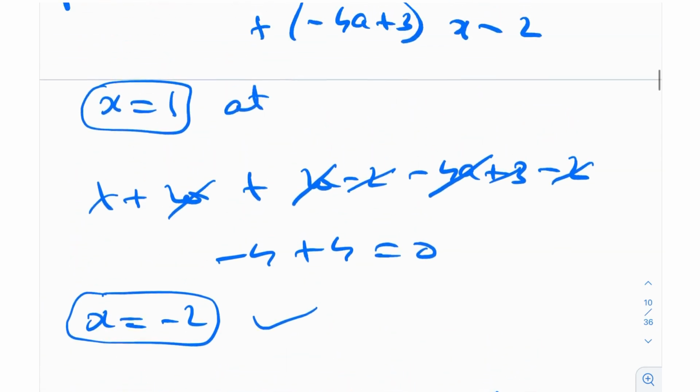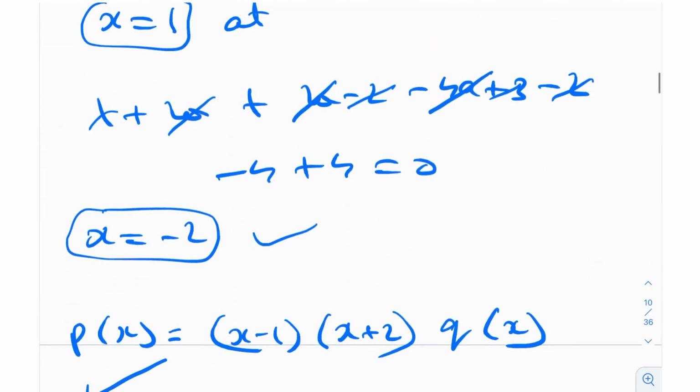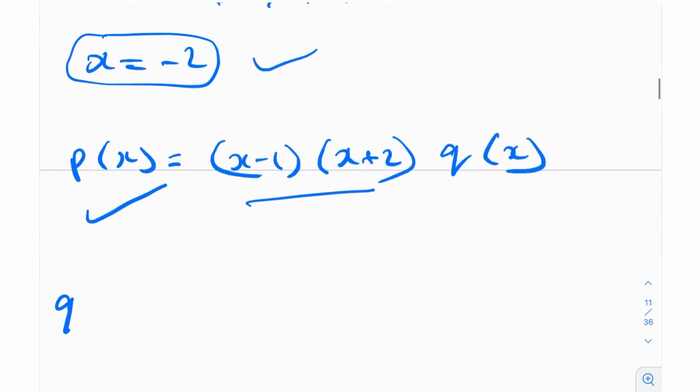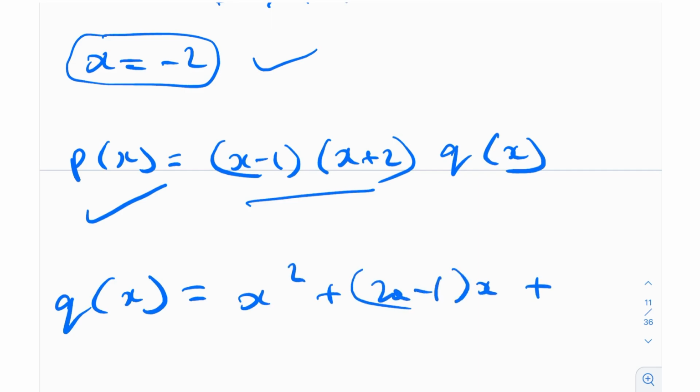You know what p of x is, right? This is p of x. And then you just divide that by this quadratic, you will get q of x. And it so happens that q of x is nothing but x squared plus (2a minus 1)x plus 1. Right, so you just need to perform long division over here. I'll leave that to you.